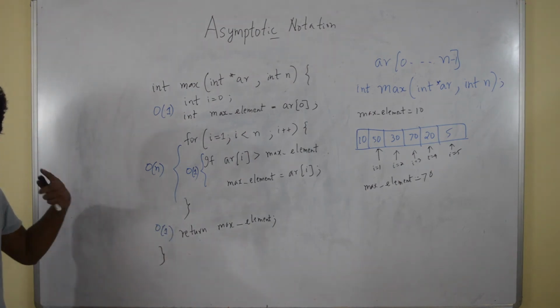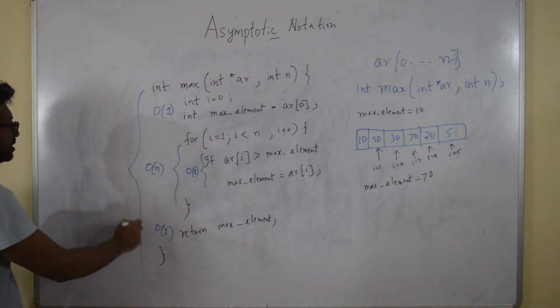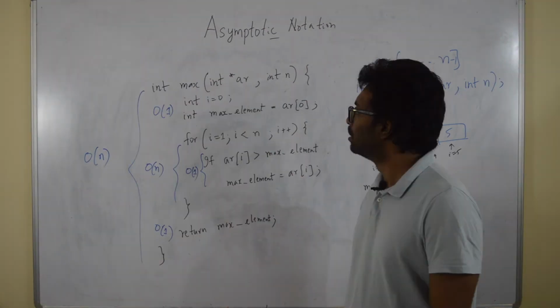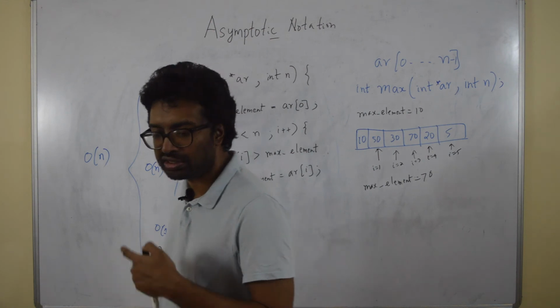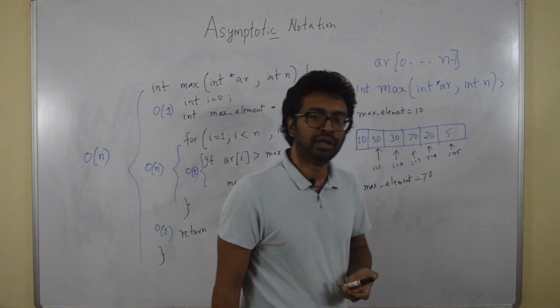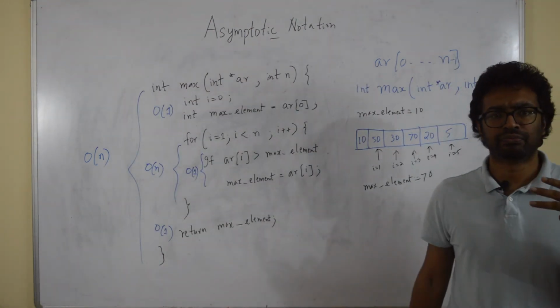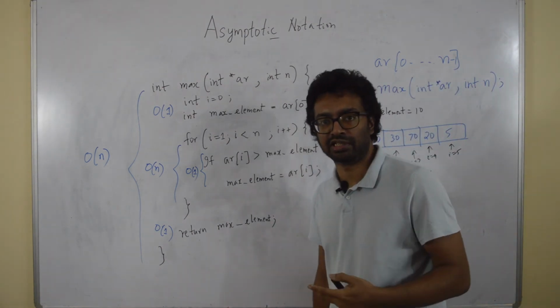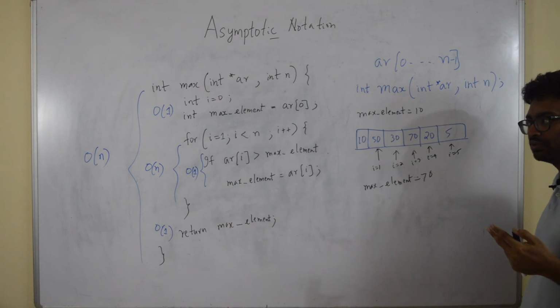So in total, this function gets executed. The running time of this function is order n. Okay, so to get the max, I take order n time. A slightly different question: what if I wanted the maximum and the second maximum? First two, max and second max.